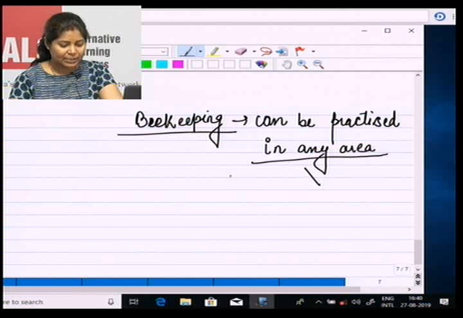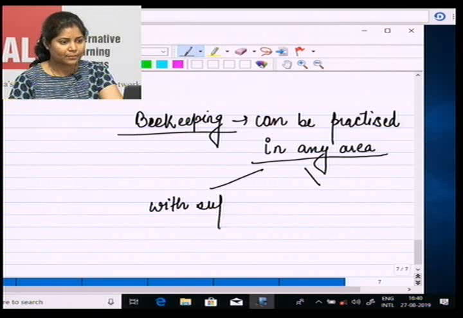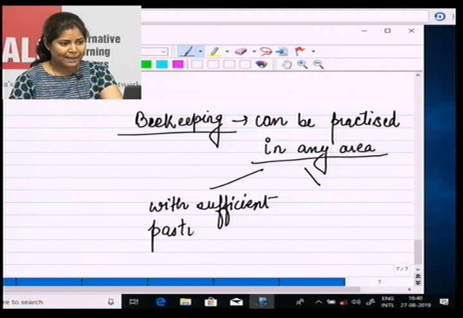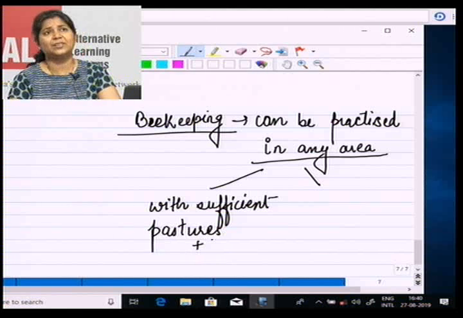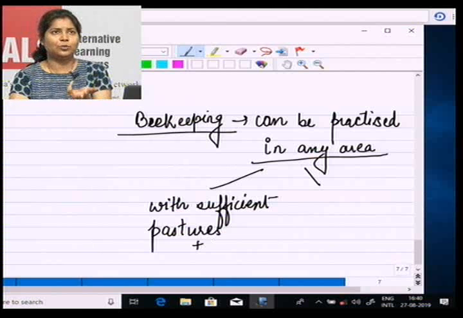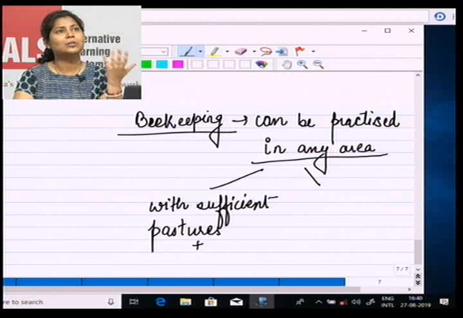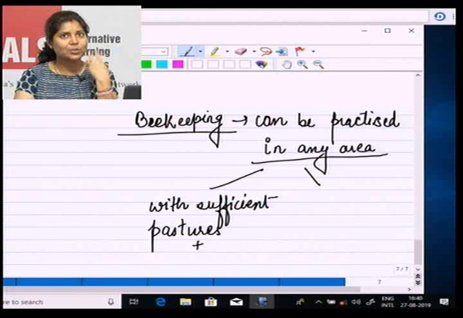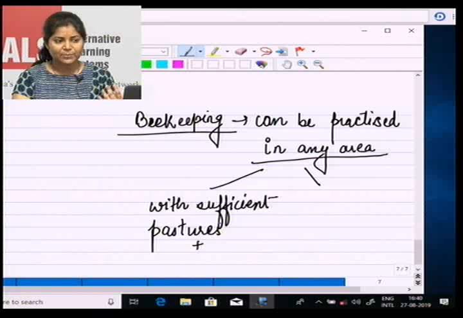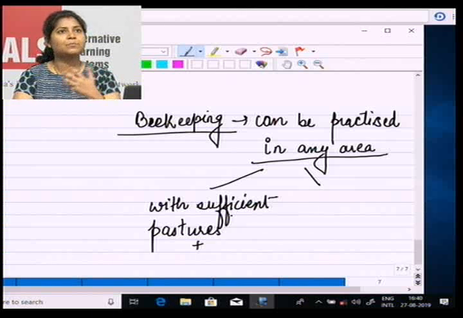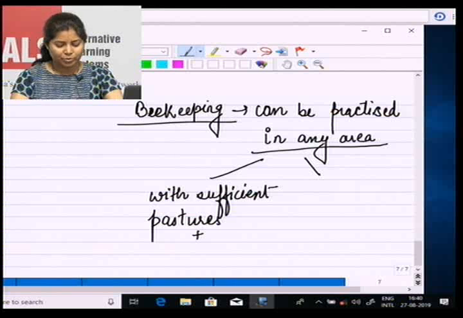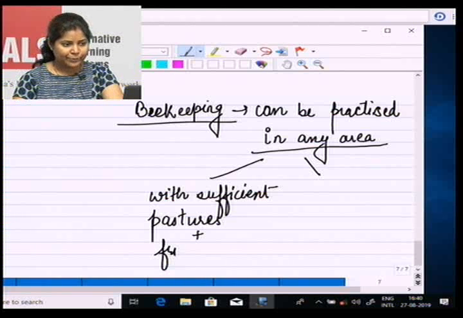Given the fact, number one, what's the fact? With sufficient pastures. Pastures means greenery, vegetation. So it should have flowers, isn't it? We know that the honeybee goes to the flowers for its nectar. In the meantime, what it does is pollination also. Then you will be getting all those things of your interest, like honey and beeswax after this process. So you need to have good pastures, means many flowers around them. So you should be putting them in fruit orchards.